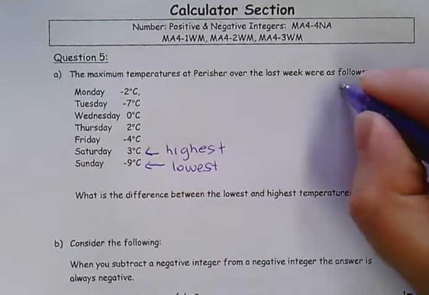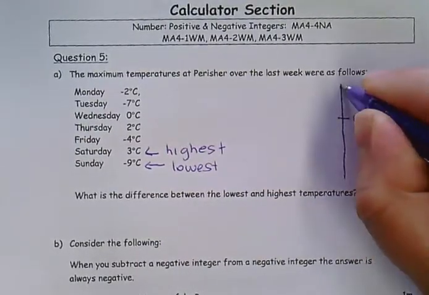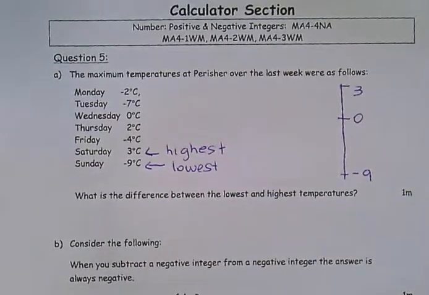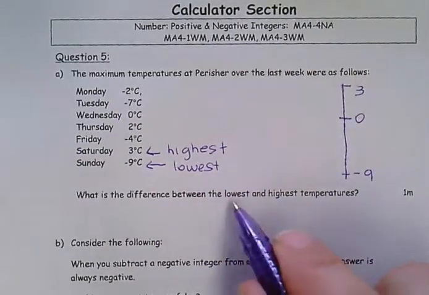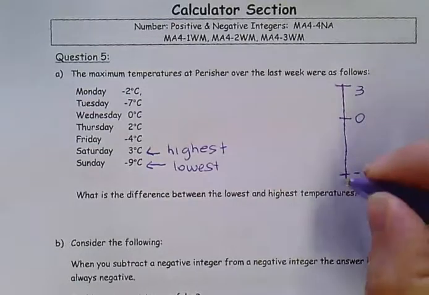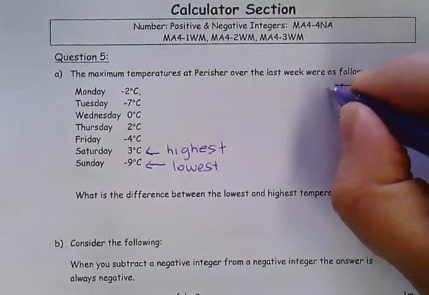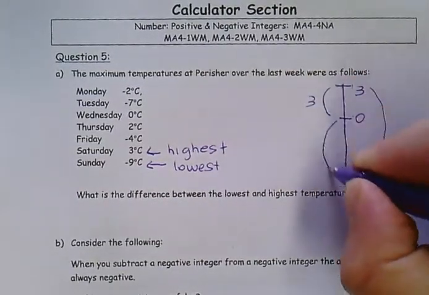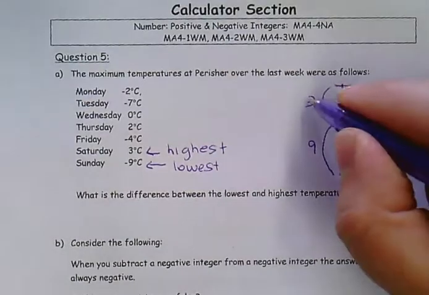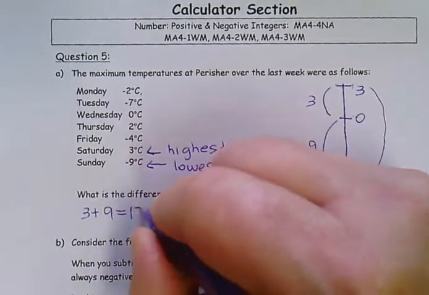Now there's a few ways you can do this question. So I'm going to put 0 here on my number line. 3 is my highest temperature, and -9 is my lowest temperature. So then it asks, what is the difference between the highest and the lowest temperatures? So you can answer this question using a drawing like this. Now I need to know the difference between 3 and -9. So the difference between 3 and 0 is 3, and the difference between 0 and -9, that is a jump or a difference of 9. Okay, so the difference between those two numbers will be 3 plus 9, which is 12.